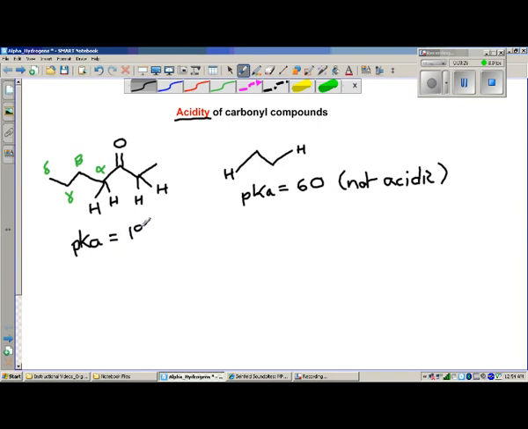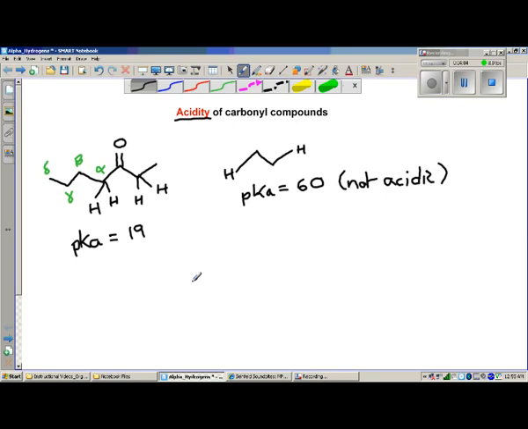The pKa of these alpha hydrogens, and thus of this ketone, is actually around 19. Now 19 and 60, this is a logarithmic scale, so this means this ketone is not 41 times as acidic as this. It's more acidic by 41 orders of magnitude. Big difference. This is much more acidic than this. And you can imagine the reason for its acidity must be something to do with this carbonyl group. And indeed it is.